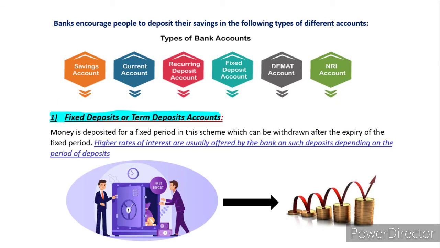So depending on the users, there are many types of accounts. The mainly four main types of accounts are saving account, current account, recurring deposit account, fixed deposit account. We'll discuss about these four main important accounts in bank. The first one is fixed deposit account.